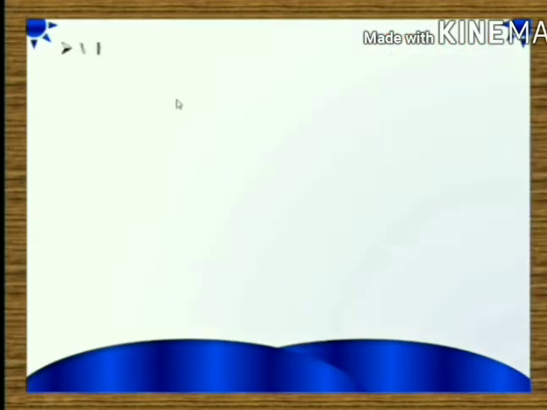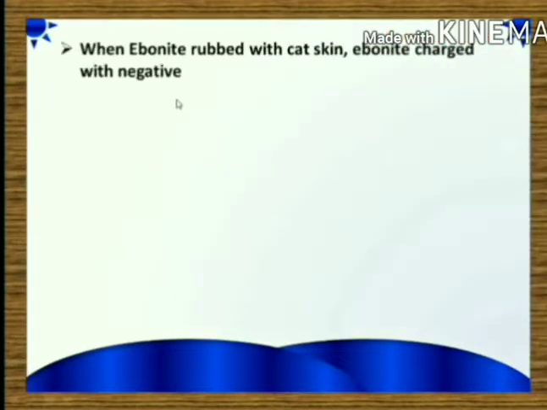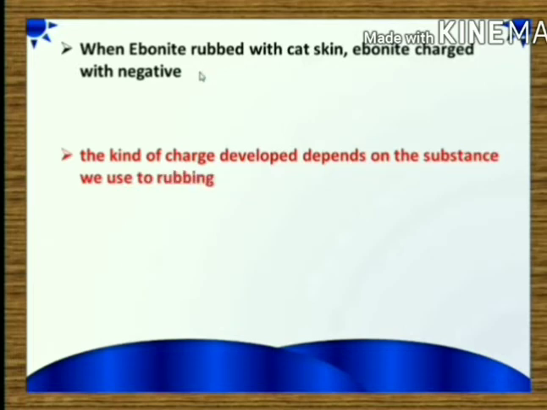And they also observed that when glass rod and silk cloth are rubbed together, the glass rod accumulates positive charge and the silk acquires negative charge. But when ebonite is rubbed with cat skin, ebonite is charged negatively. So sometimes the same material accumulates positive charge and sometimes it acquires negative charge. But in what case does it acquire positive charge, and in what case negative charge? That purely depends on the materials we are using for rubbing.